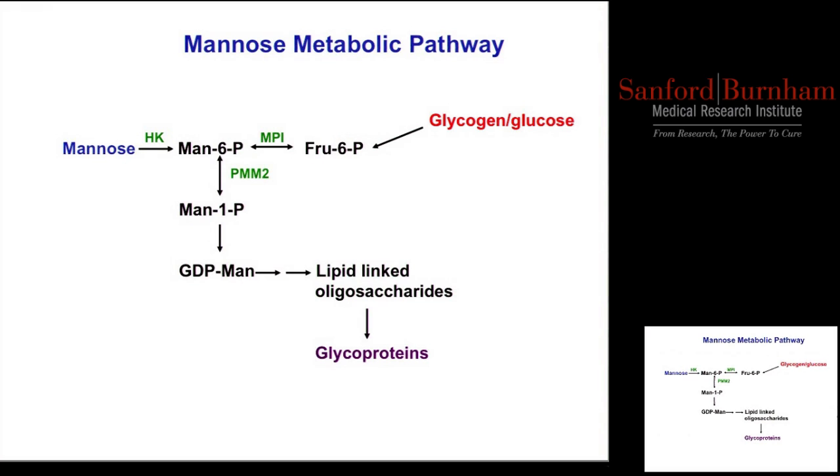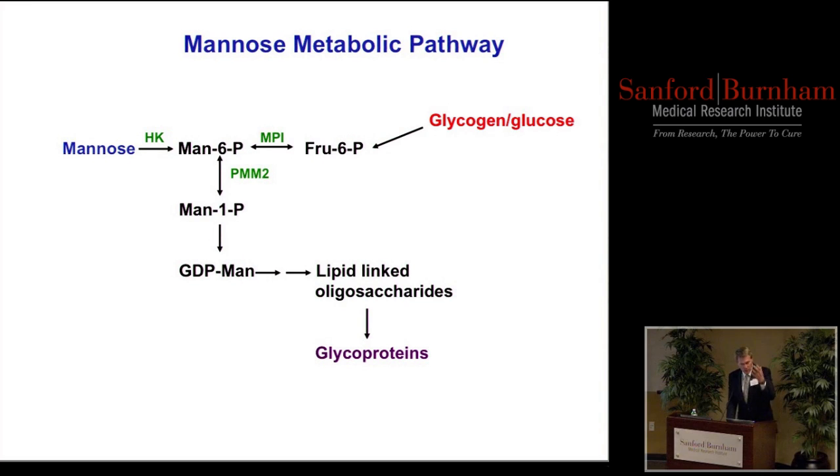This is the metabolic pathway for mannose, and mannose is a major component of glycoproteins. Mannose can come into the cell and be converted by hexokinase to mannose 6-phosphate. It can also be made from glucose via fructose 6-phosphate and phosphomannose isomerase. This makes mannose 6-phosphate, which is then converted to mannose 1-phosphate by phosphomannomutase 2, and then there's a whole bunch of other reactions that make the glycoproteins. We're not going to worry about all those other ones at the moment, just these couple of enzymes.